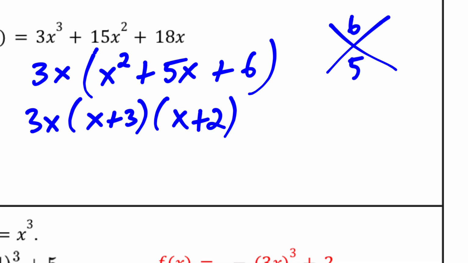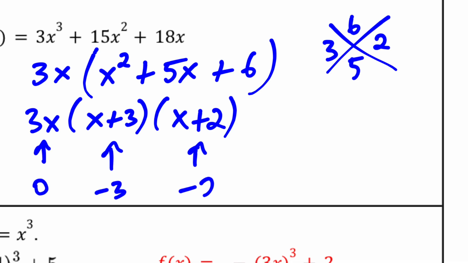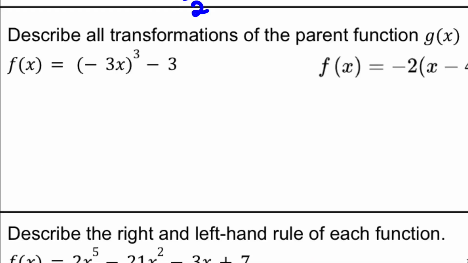What two numbers multiply to give you 6 and add to give you 5? It's 3 and 2. I can write it like this. So this is a 0, this is a 0, and this is a 0. To describe the transformations over here is down 3.